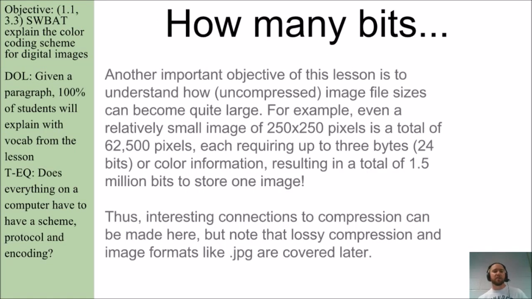How many bits? So another important objective of this lesson is to understand how uncompressed image file sizes can become quite large. For example, even a relatively small image of 250 by 250 pixels is a total of 62,500 pixels, each requiring up to 3 bytes. That is to say 24 bits of color information. So resulting in a total of 1.5 million bits to store one image, that's quite a bit. Thus, interesting connections to compression can be made here, but note that lossy compression and image formats like JPEG are covered later.